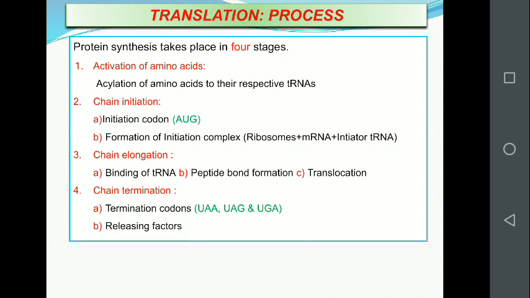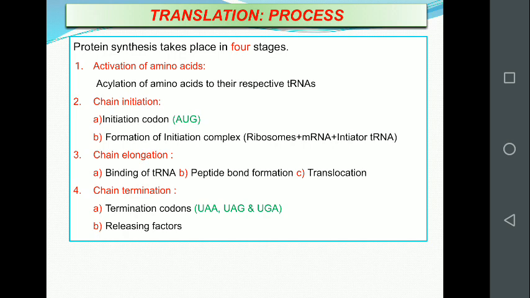Then only it reads AUG and specifies methionine at that position. So that is why the amino acid must be attached specifically to the amino acid attachment site of the tRNA at the 3' end. At the 3' end you have the CCA sequence, and the terminal base is A. So that nucleotide has a 3' hydroxy group. At the 3' hydroxy group the amino acid will be attached.